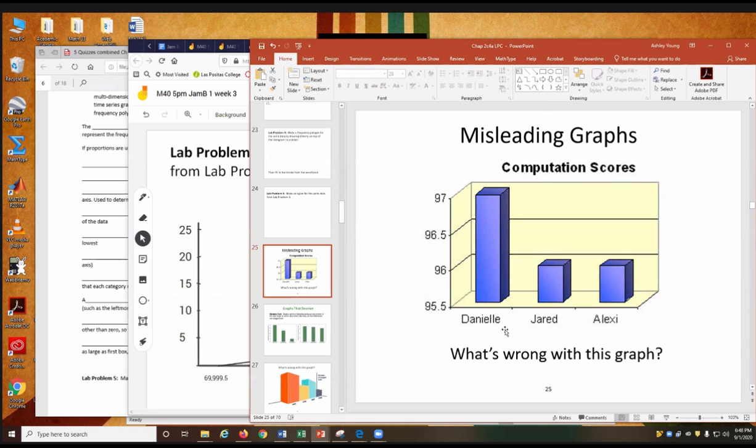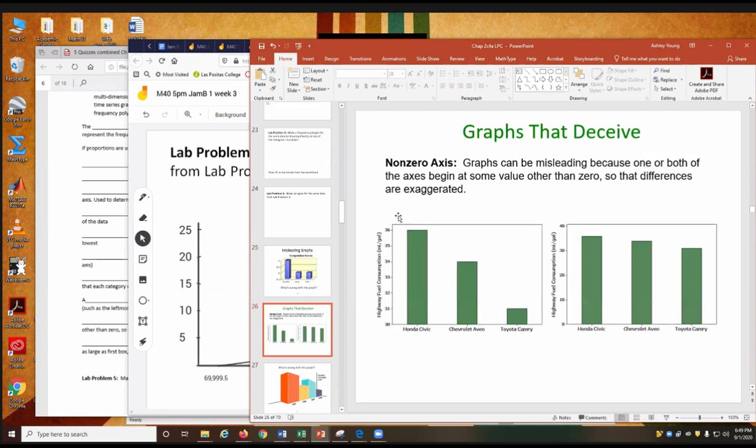Yeah, because it looks like you're a third of what Danielle has, right? You are not doing well. But if you look at it, Jared and Alexi scored 96, Danielle scored 97. That's great. And so we call this a non-zero axis.